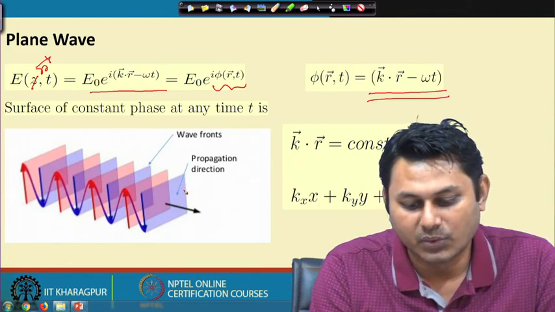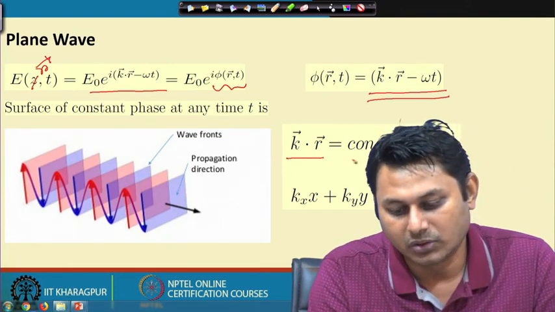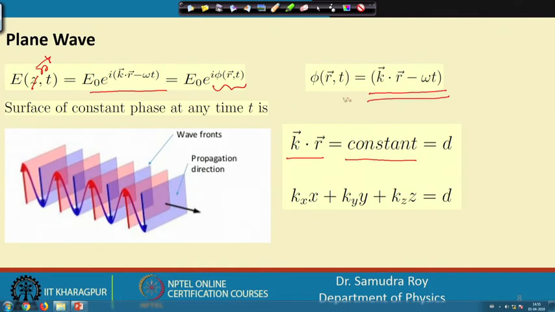So, now according to the equation, if I make k dot r equal to a constant, that is the phase at a particular time t, then we have the equation k dot r equal to constant, say d. So, that means k dot r equal to d is the equation of the surface we are talking about. Now, k dot r, if I expand, it should be k x x plus k y y plus k z z equal to d. So, this is nothing but the equation of a plane.